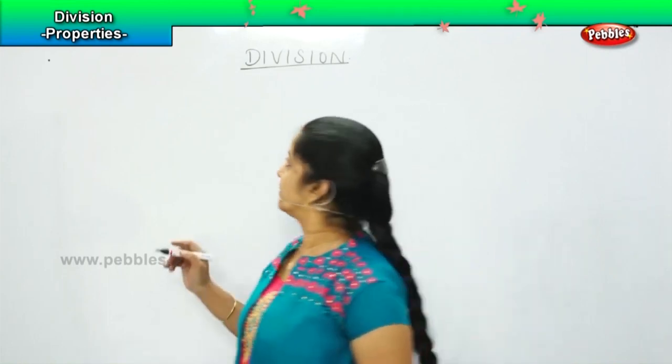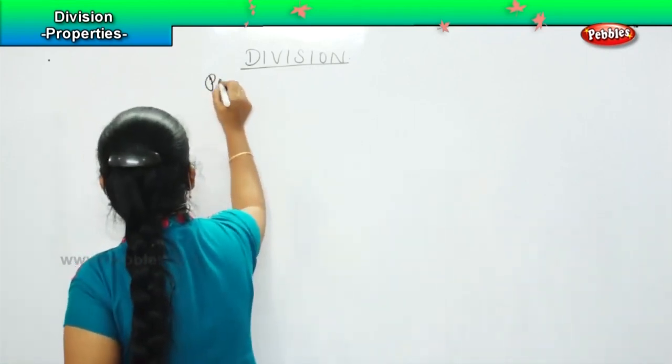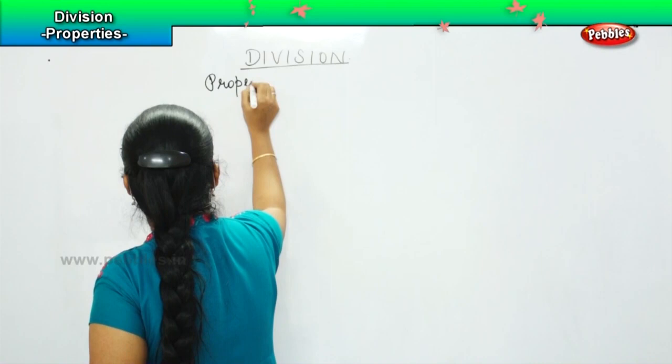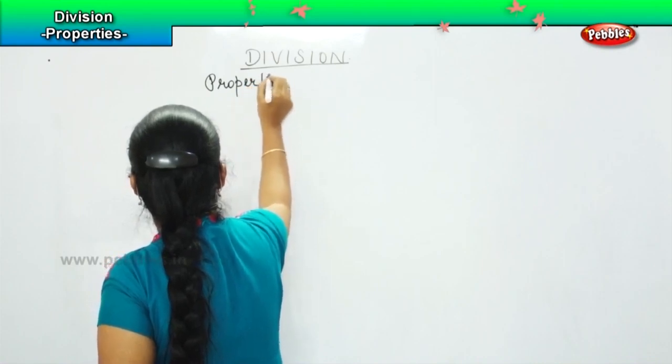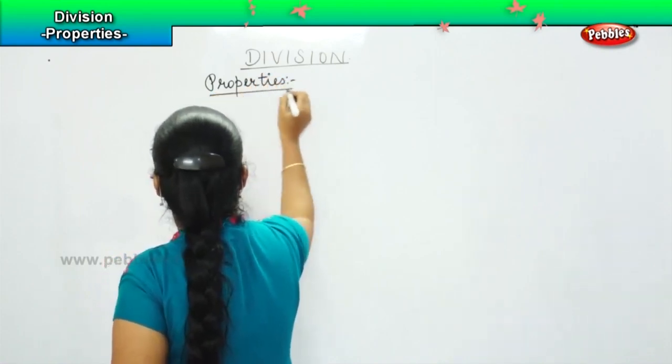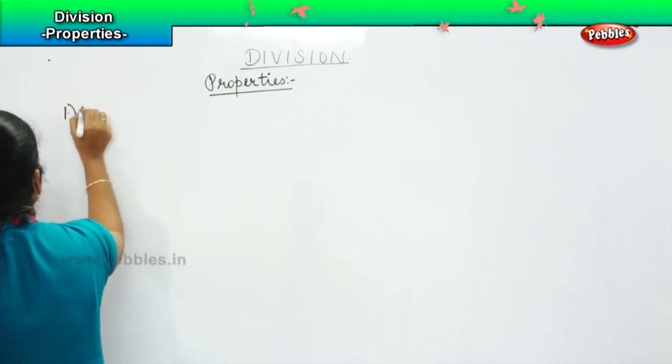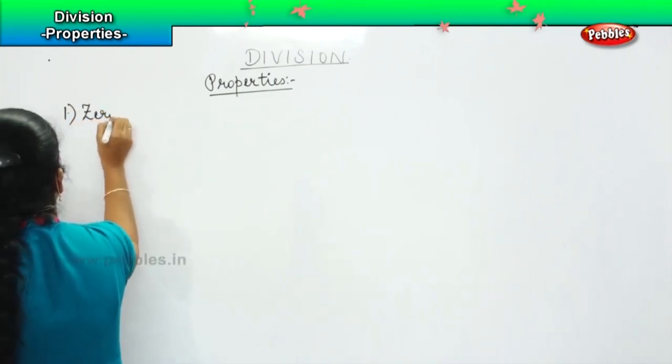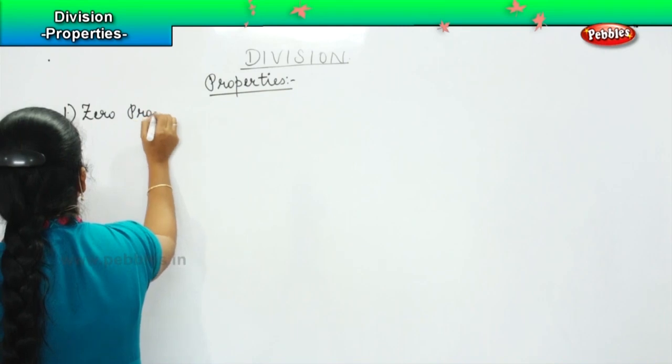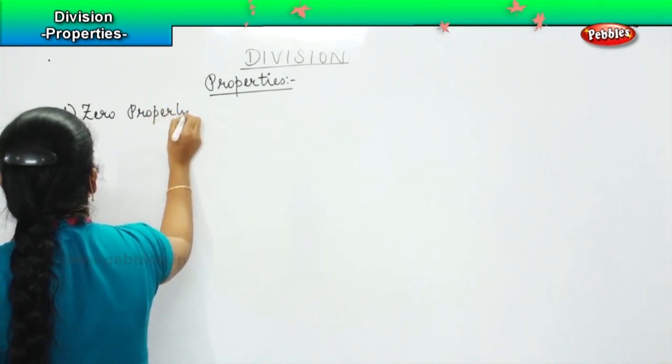Now we are going to learn the properties of division. Okay. So let us understand what are the basic properties of division. The very first property is called the zero property. So what does this property say, children?